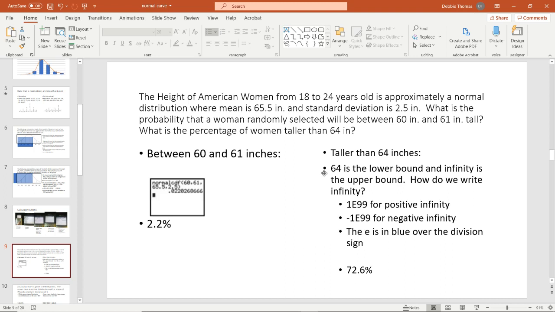You're going to hit option 2. In lower, you're going to put 64. In upper, you're going to hit the 1, the blue button and the division sign to get my E, a 99. In mean, should still be 65.5. In standard deviation is going to be the 2.5. I'm going to hit paste. Brings me back to my screen where I hit enter. I adjust that number for percentage, so multiply by 100. And you should have a number that rounds to 72.6%.